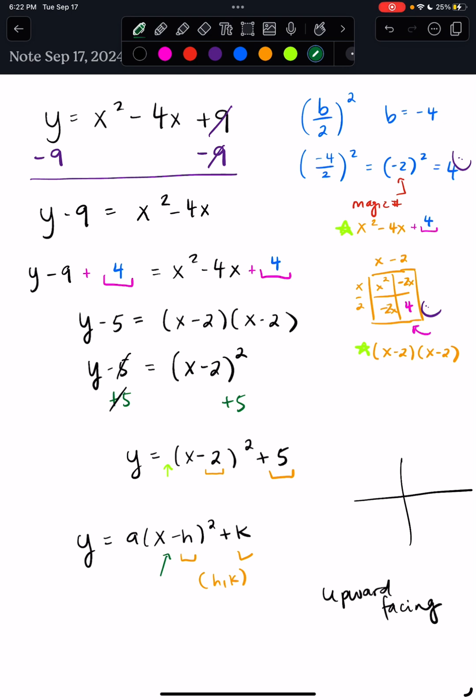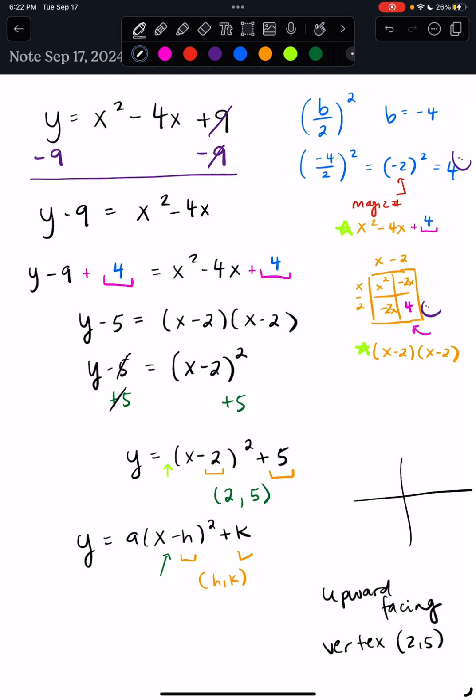So really, my h value is going to be positive 2, because x minus positive 2 leaves me with a negative 2 in my parentheses. And I'm adding k, so it's just going to remain the same sign. So my vertex is (2, 5). I can also add that to my knowledge, where my vertex is (2, 5).